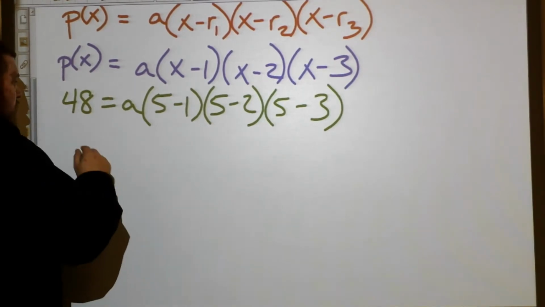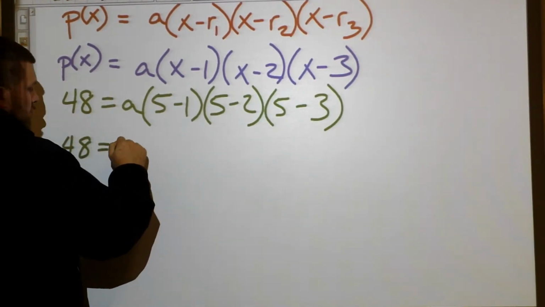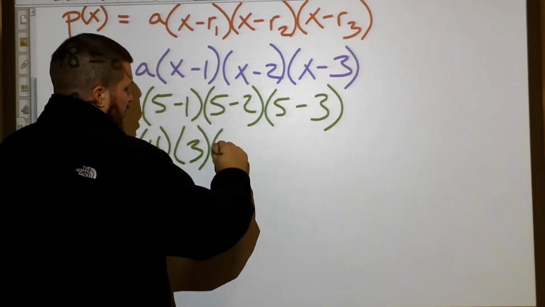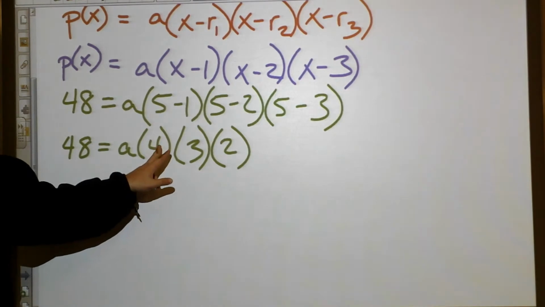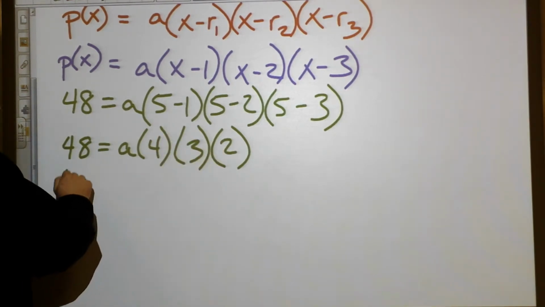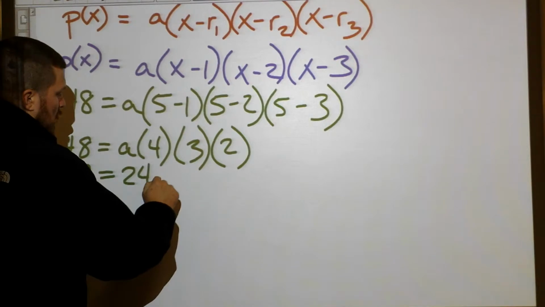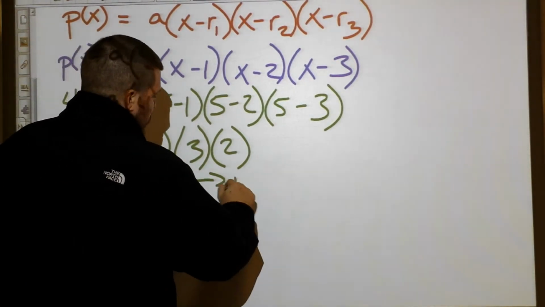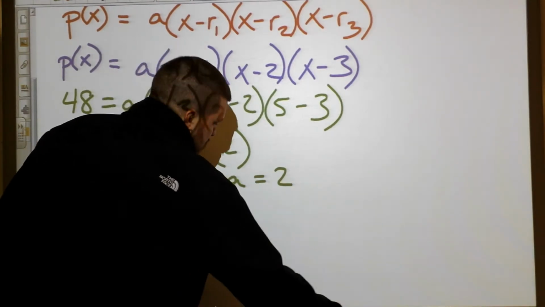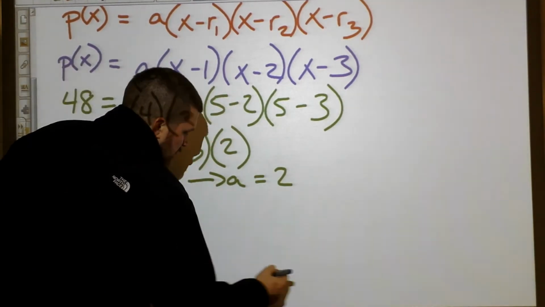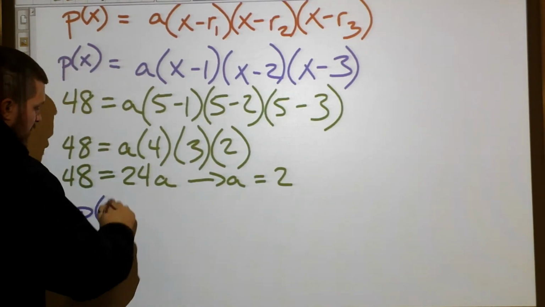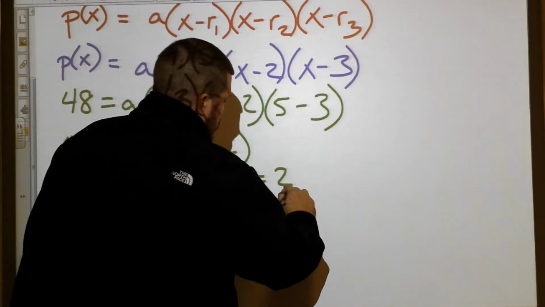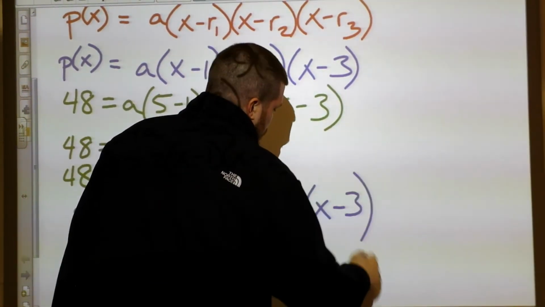Now I just want to simplify and clean it up as much as I can. So 5 minus 1 is 4, 5 minus 2 is 3, and 5 minus 3 is 2. Okay, 4 times 3 is 12, times 2 is 24, so 48 is equal to 24a, and we just get a by itself by dividing by 24 on both sides, so that means for this particular problem, a equals 2. So our final answer is going to be p of x is equal to 2 times x minus 1, x minus 2, and x minus 3.